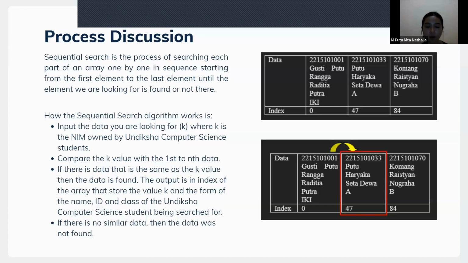Second is to compare the k value with the first to nth data. If there is data that is the same as the k value, then the data is found. The output is the index of the array that stores the value k, in the form of the name, ID, and class of the Undiksha computer science student being searched for. And last, if there is no similar data, then the data was not found.